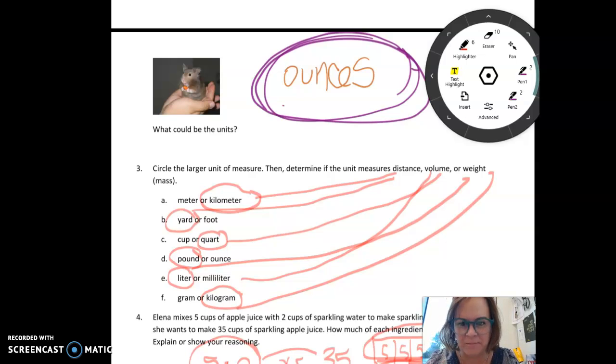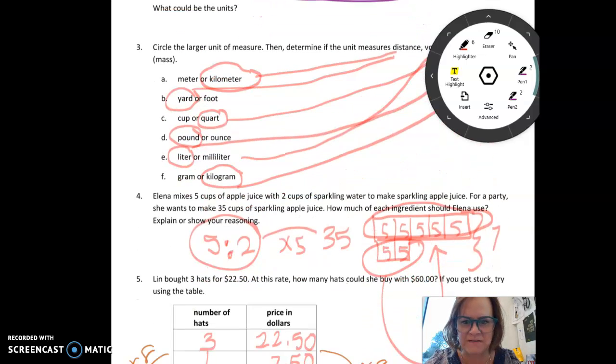A liter is bigger than a milliliter. There are 1,000 milliliters in a liter, so a liter is definitely bigger, and it measures volume. And lastly, a kilogram is bigger than a gram. There are 1,000 grams in every kilogram, and that measures weight.